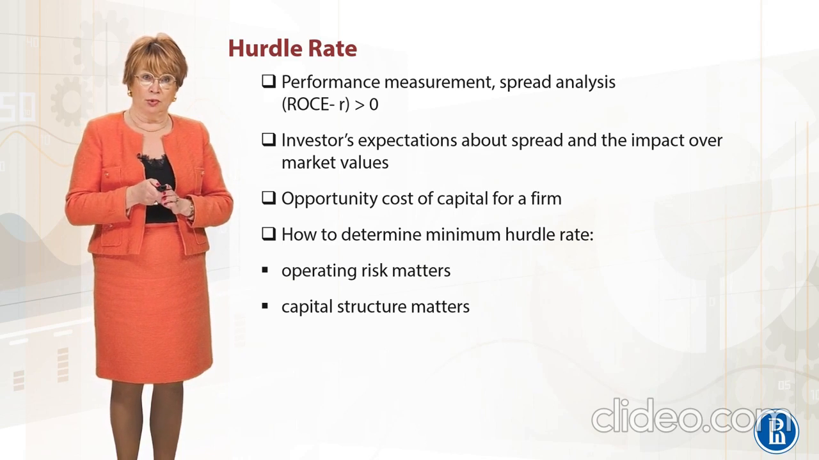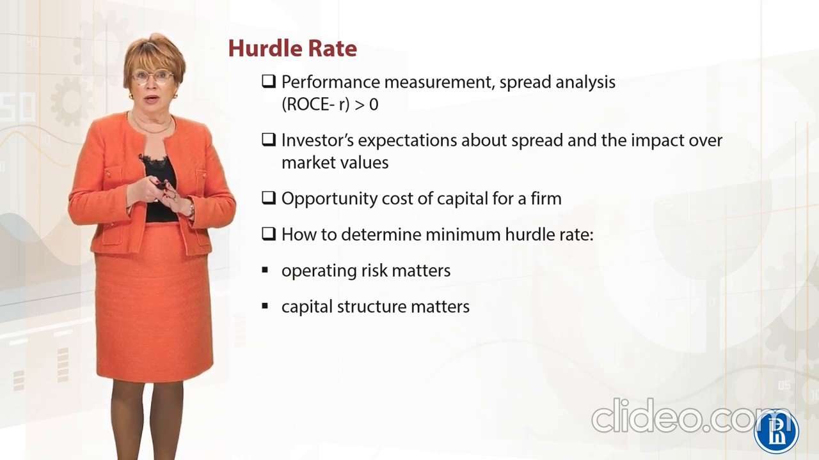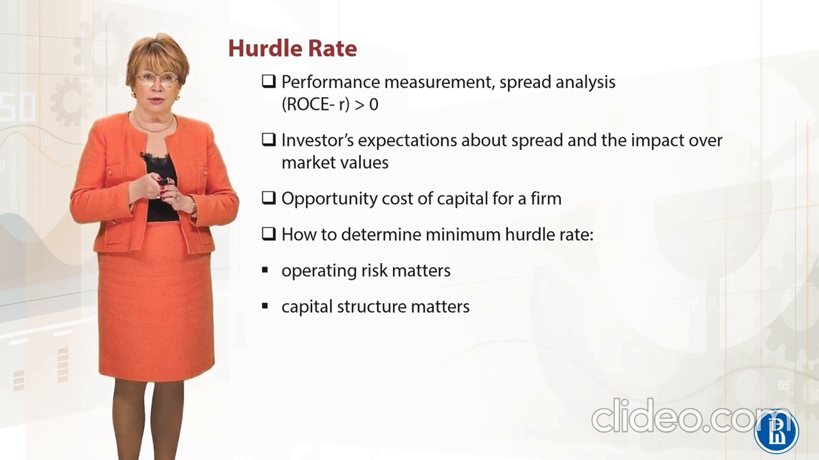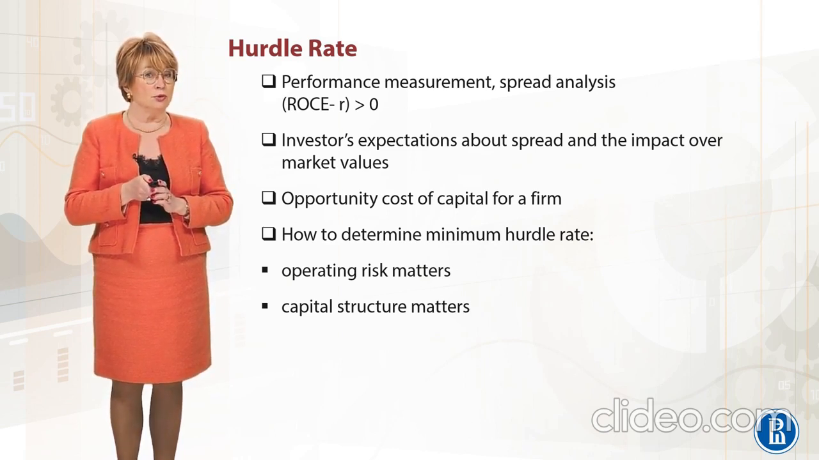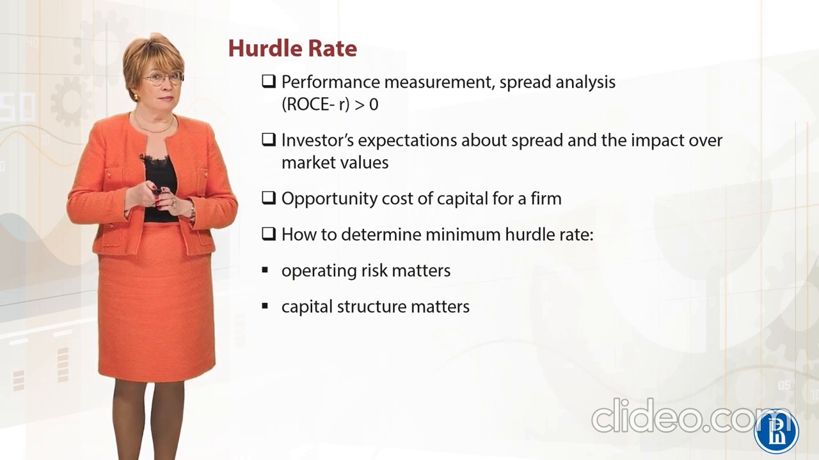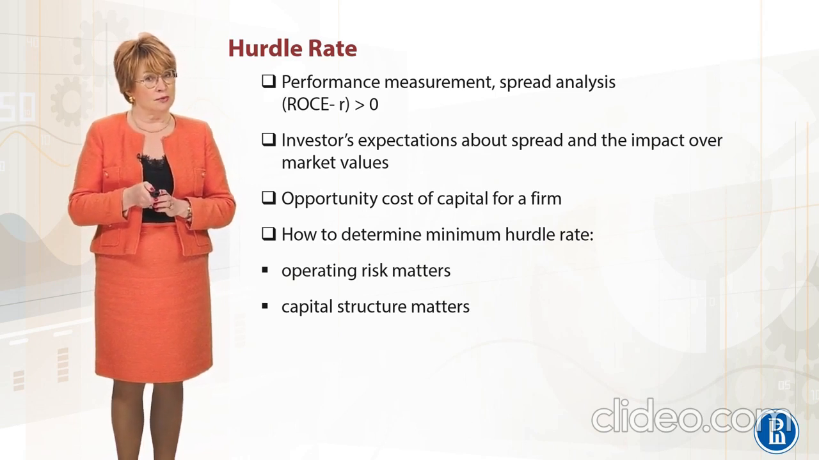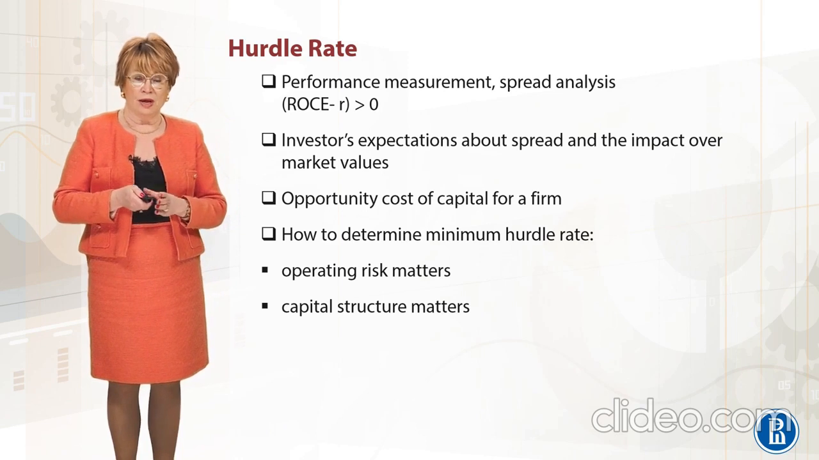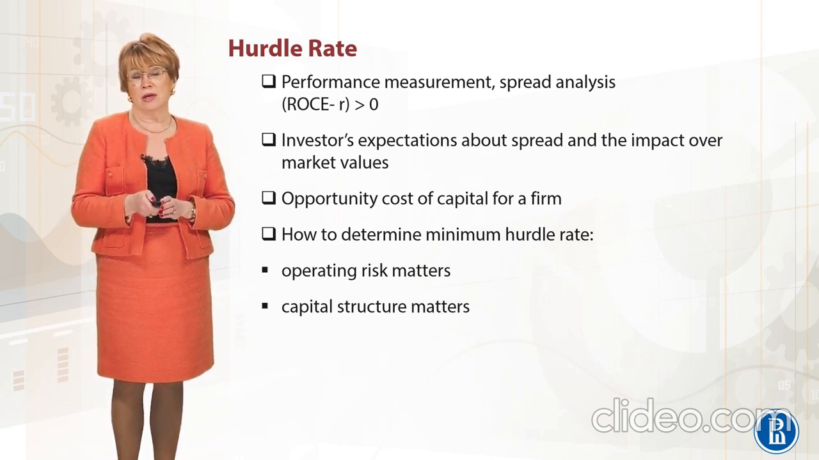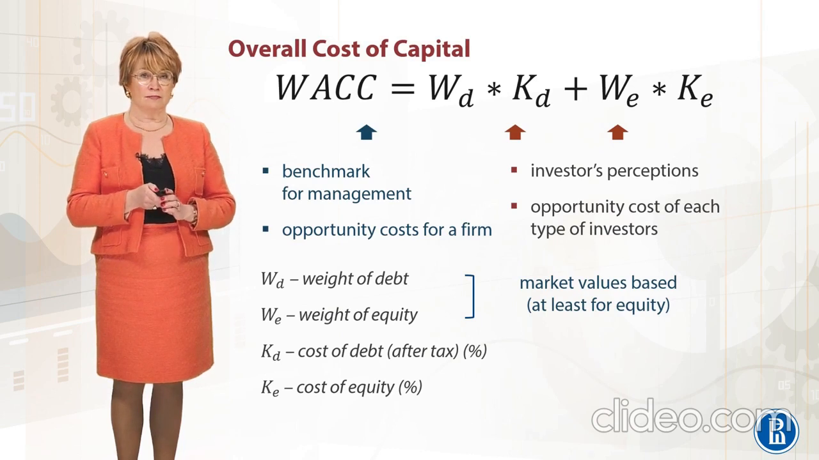The third very important point: if we understand how we calculated the overall cost of capital for the company, which is the benchmark or hurdle rate, then we know the opportunity cost of capital for a firm. We should also know that the hurdle rate depends on operating risk and also on the capital structure. Both types of risk matter for the level of the hurdle rate. The basic approach is now represented on that slide.